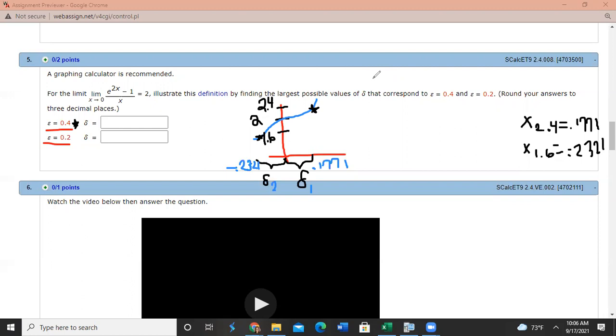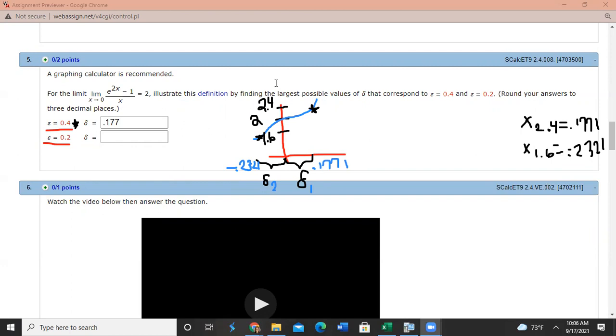Okay, and as a reminder, we always want the smallest one, because if we used the value of negative 0.2321 and positive 0.2321, we would be too far away in our epsilon. So we don't want this bigger one, we want the smaller one. So for this one, they said 3 decimal places, so I'll say 0.177. That's one step, and then we have to do it again for 0.2.